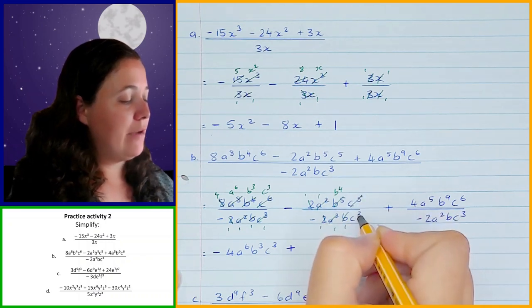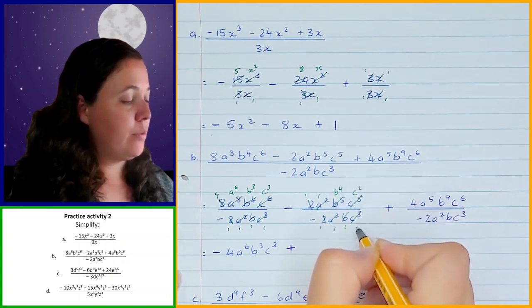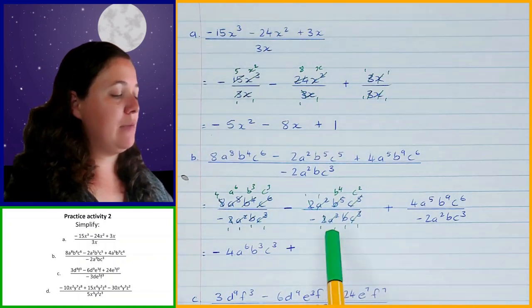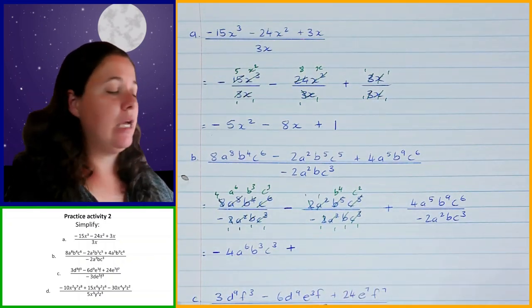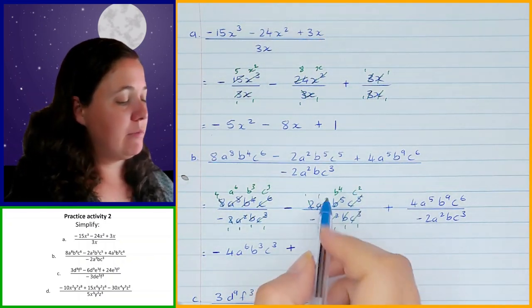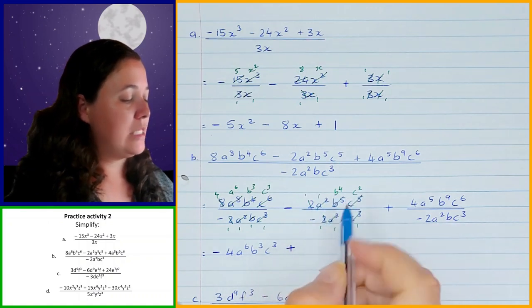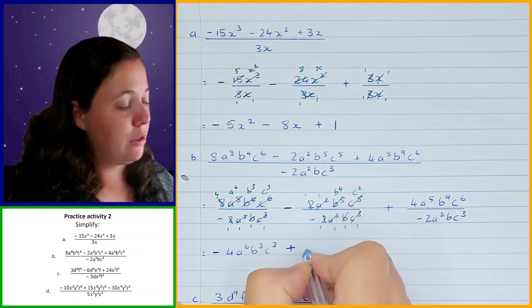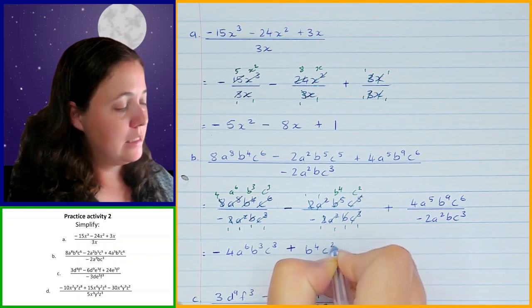And c to the power of 5 and c cubed gives me c squared at the top and 1 at the bottom. So again, everything in the bottom has cancelled, leaving me with 1. So I just need to write everything in the top. That gives me 1 b to the power of 4 c squared. I don't need to write the 1, so it's just b to the power of 4 c squared.